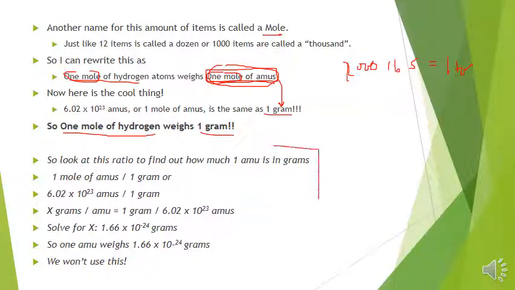Down here, it tells you how much 1 AMU is. You don't have to worry about that. This is really convenient, because I could measure out a gram on a scale. If I measure 1 gram of hydrogen, that's the same as counting out 6.02 times 10 to the 23rd atoms of hydrogen.